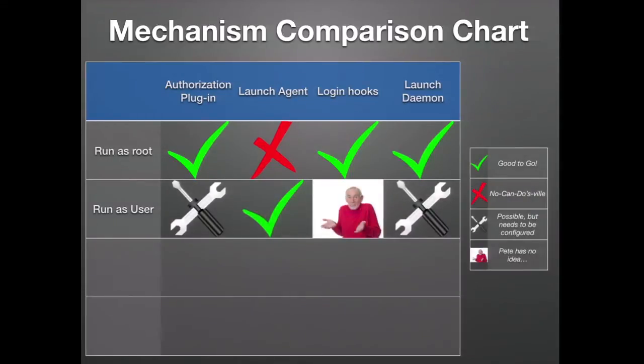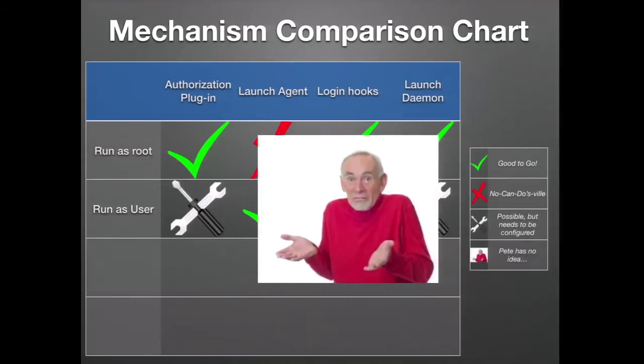So we have running as a user. Authorization plugins can also run as a user. I already mentioned they can technically run as any user, or they can run as the user logging in. That has a lot of benefits. You can access that user's home folder. You can access that user's keychain, whether it be using the password we gathered earlier or some other method. Login hooks, I'm just going to keep discounting them, but Pete says, who cares?